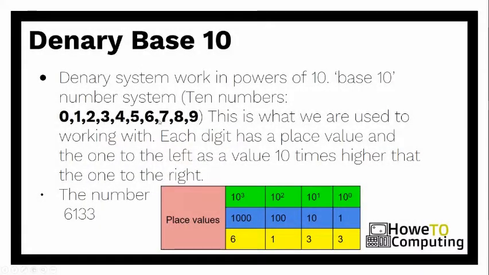So this is base 10. Base 10 is a number system which you're familiar with, which you use in maths. It has 0 to 9. This is what you use all the time. So we have the number 6,133. So we have 6 thousands, 1 hundred, 3 tens, and 3 ones. So your thousands, hundreds, tens and units. This is what we're familiar with.